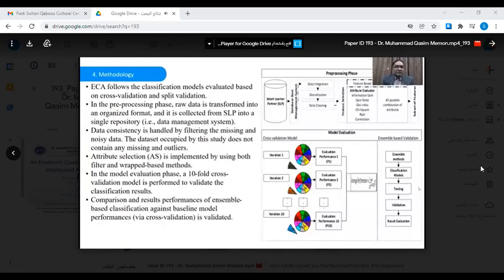Next, we have the methodology. Our ensemble classification approach follows the classification model evaluated based on cross-validation and split-validation. So in pre-processing, we did the data integration, discretization, and cleaning. We make sure that no null values or repetition of the data is allowed. Attribute selection is implemented by both filter and wrapper-based methods. And in this model, we use 10-fold cross-validation. And this is our complete model. You can see 2 phases, the pre-processing phase and model evaluation.